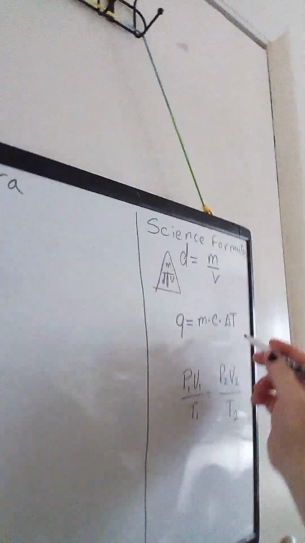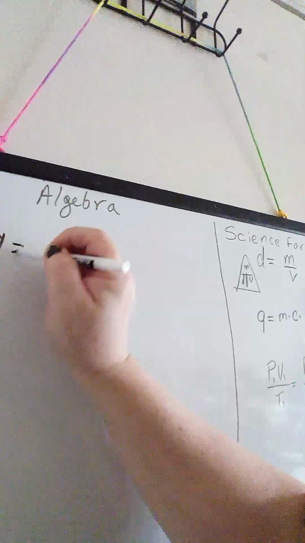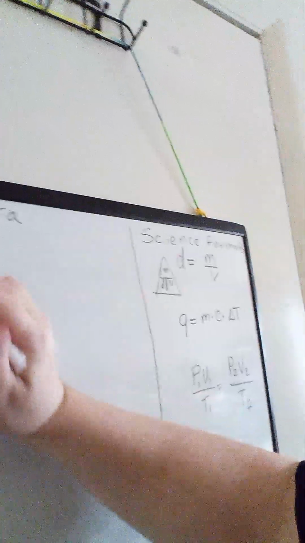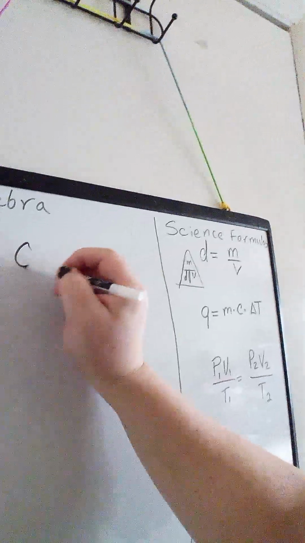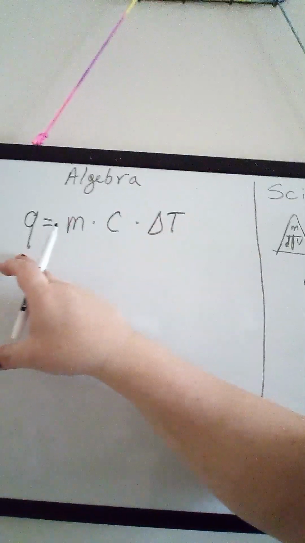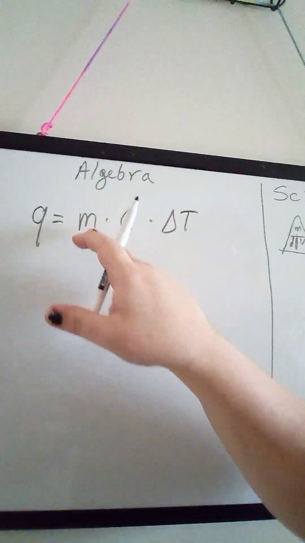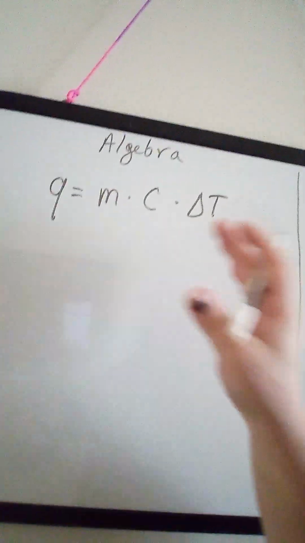So in this case, we'll start with, for example, the heat equation. So this is the heat equation. You have Q, which is how much heat, equal to mass, times the specific heat of the substance, times the change in temperature. So say I want to find the change in temperature, and I'm given the quantities of heat, the mass, and the specific heat, which is a property of the material in science.